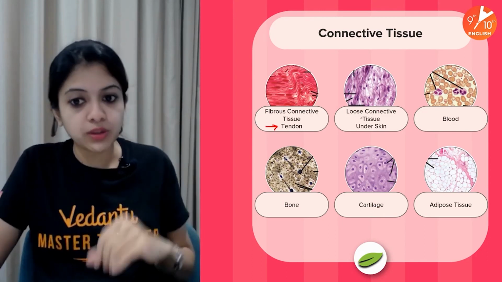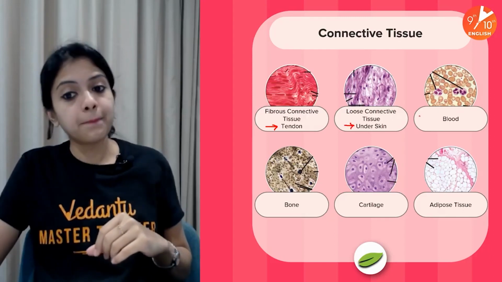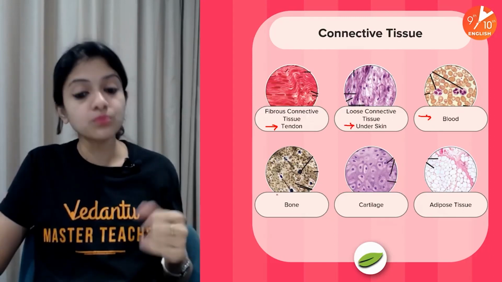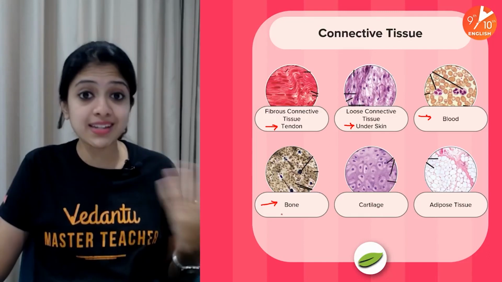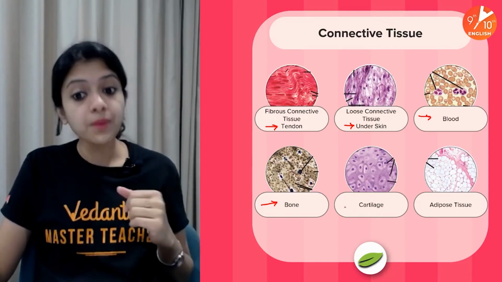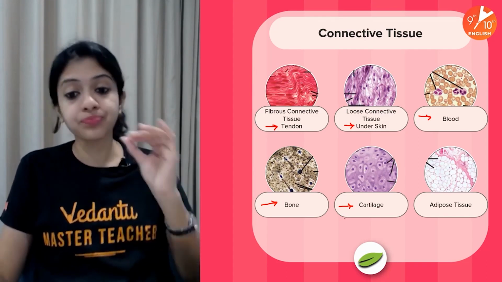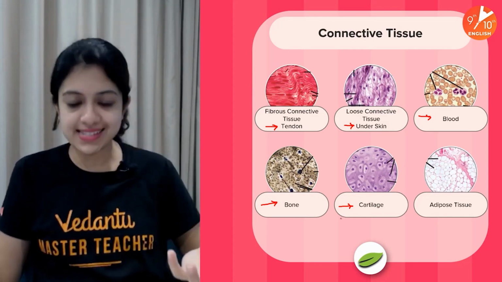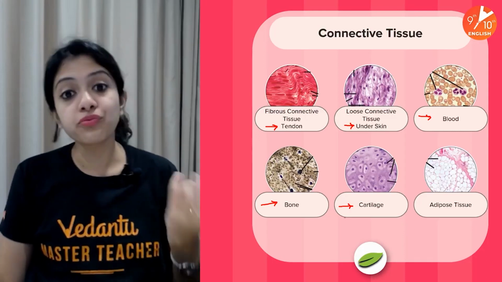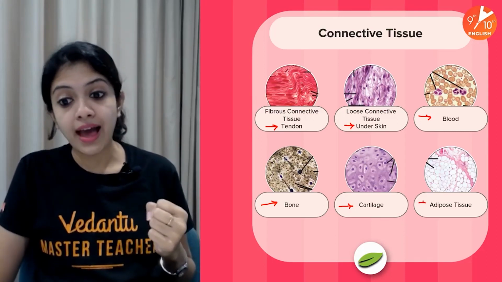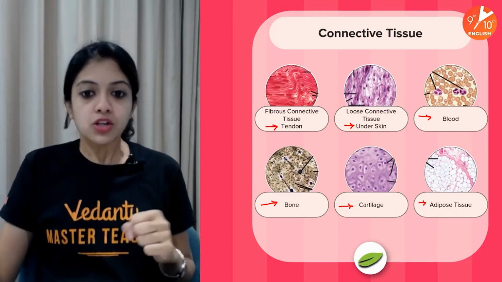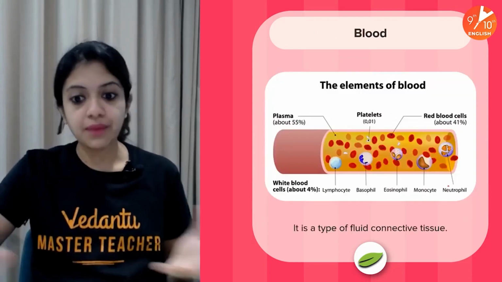Loose connective tissue, which we would find under the skin. Blood, which is a fluid connective tissue. Then a rigid or dense connective tissue called bone. Cartilage also, which is similar to bone slightly, but different in the sense that it provides a lot more flexibility. Okay, and then we have adipose tissue as well. So we'll come to the details of each of them, starting with blood.